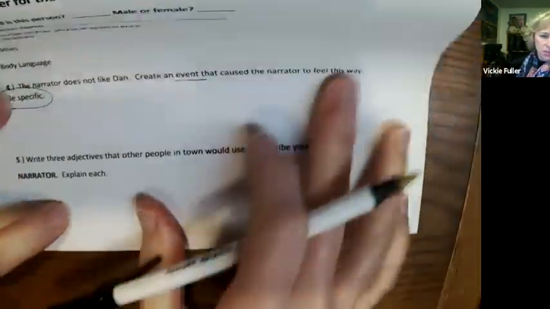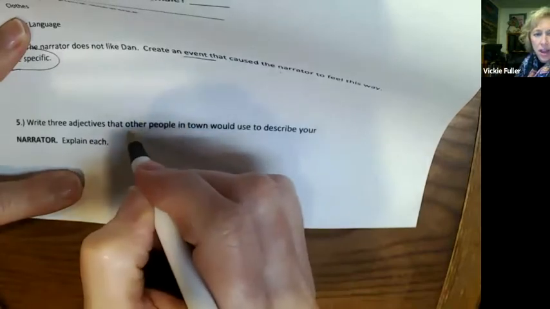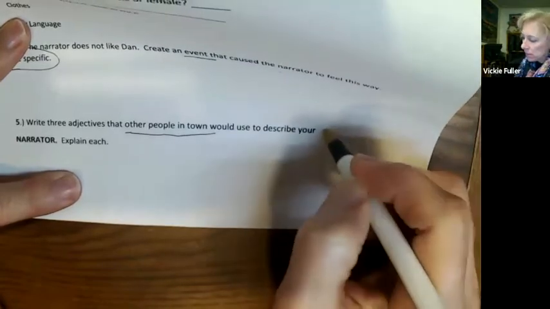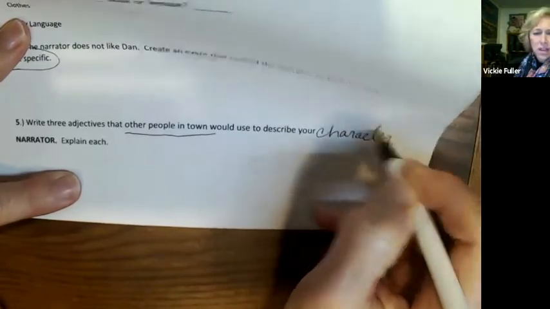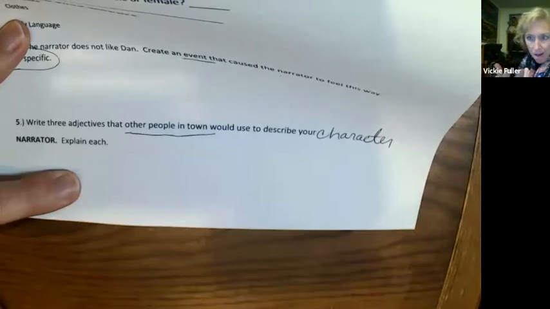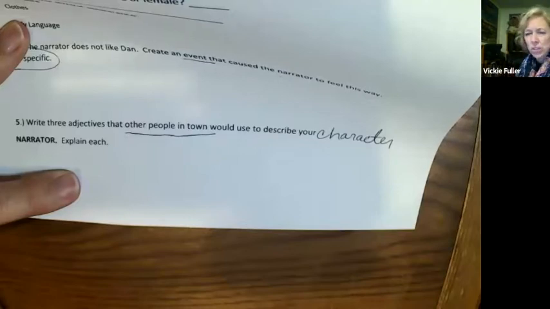Now, these are very important down here. I want you to write 3 adjectives that other people in town would use to describe your character, you, the narrator. Now preferably these adjectives are words that you can become. So sassy, you can become sassy in your delivery of your character. You can become shy. It's really hard to become red hair or blonde. So think about it in terms of that.